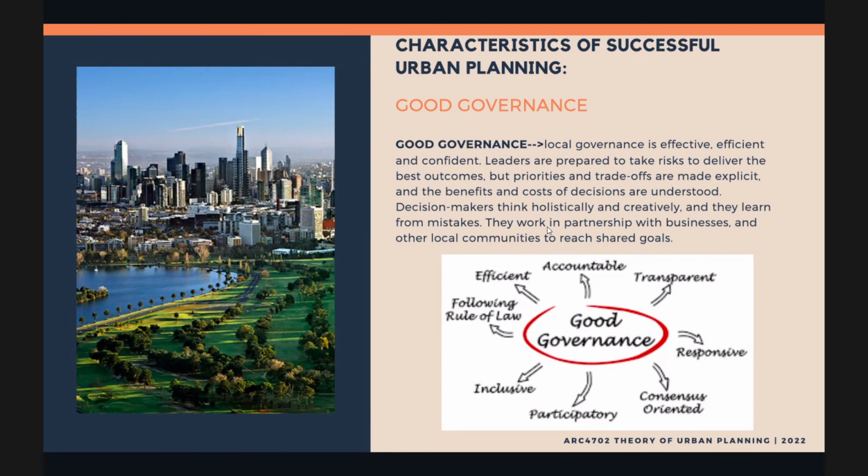So good governance means local governance is effective, efficient, and confident. Leaders are prepared to take risks to deliver the best outcomes, but priorities and trade-offs are made explicit, and the benefits and costs of decisions are understood. So decision makers think holistically and creatively. Holistic thinking means that we think about every aspect, every living and non-living thing. And they learn from mistakes. They work in partnership with business and local communities to reach shared goals. So that is in terms of good governance.